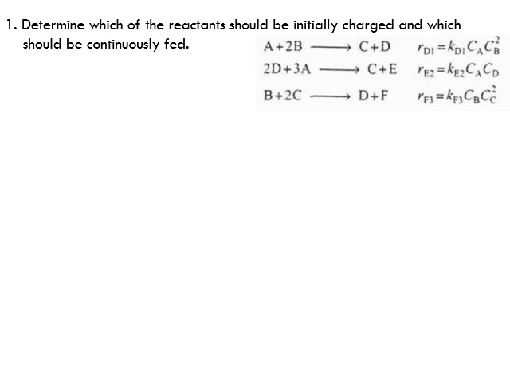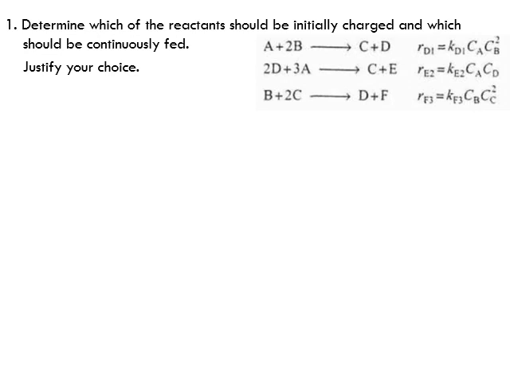And finally, we should inspect the CI profiles and discuss how CD max can be further increased. Okay, let's start with the first requirement. Determine which of the reactants should be initially charged and which should be continuously fed, and justify our choice. So what do you think, guys? How can we determine which reactant should be fed continuously and which one should be initially charged into the reactor? Basically, we are asking which species should have high concentration and which species should be maintained at low concentration, correct?